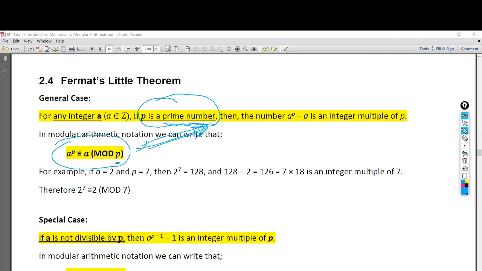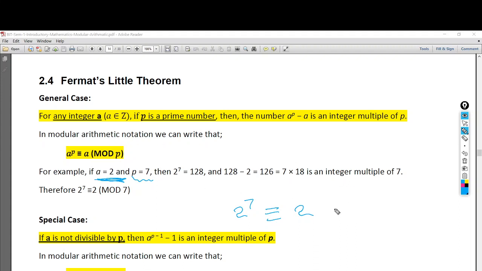Let's take an example to see whether that is going to be the case. Assume that our p is 7. Obviously p must be a prime number, and 7 is a prime number. So a can be any integer. Let's say a equals 2. Then 2 to the power 7, because we have to take a to the power p, is congruent to a, that is 2, in mod 7.